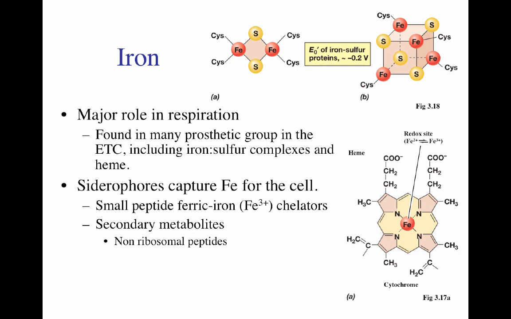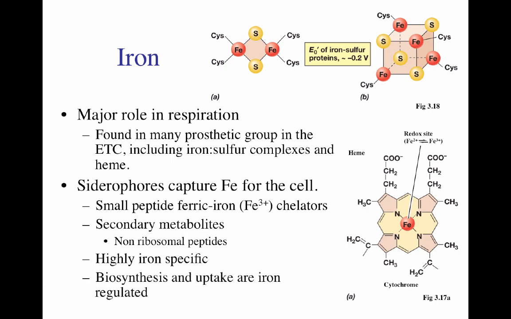Now, these are secondary metabolites. They are amino acid-based molecules which were not made by ribosomal peptides. They have really high specificity and high affinity for iron, and are sometimes able to remove iron from transferrin, for example. Now, the biosynthesis and the uptake of the siderophores inside the cell is regulated under an iron-regulated operon, which we're not going to have the chance to discuss right now.